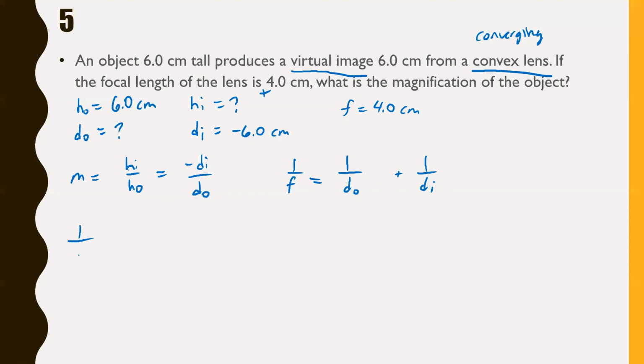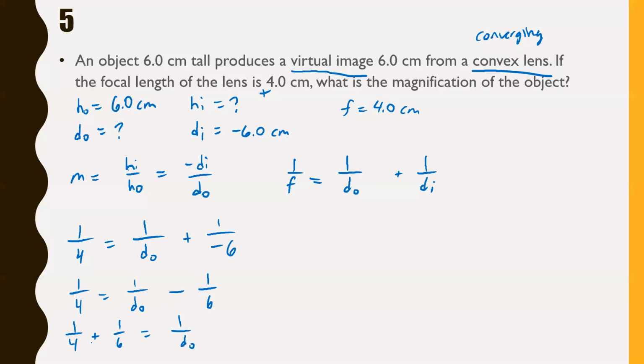1 over, I'm going to just ditch the 0.0 to make things easier, 1 over 4 equals 1 over DO plus 1 over DI, and DI, of course, is negative 6.0, so I'll just say it's plus 1 over negative 6. Now, adding a negative is kind of bulky, so I'm going to change this to 1 over 4 equals 1 over DO minus 1 over 6. That might make it a little bit easier. Let's just add the 1/6 over to the other side. So we have 1/4 plus 1/6 equals 1 over DO.